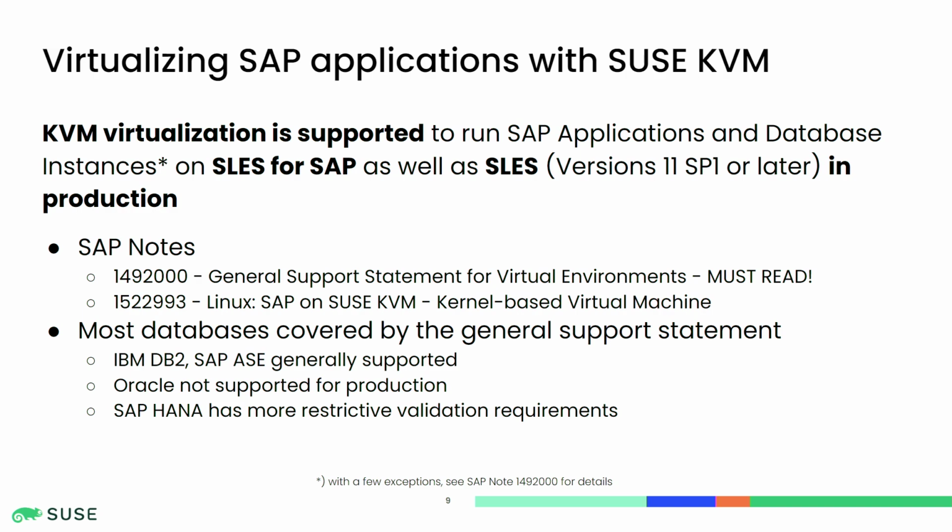And this talks about the SAP application servers and also on the non-SAP databases, or I should say the non-HANA databases. So IBM DB2, SAP ASE are generally supported for production. Oracle decided not to support it. SAP HANA has more restricted validation requirements. We will talk about that later. I didn't list SQL Server here for pretty obvious reasons. But yeah, that's not in there either. But if it's not HANA, you can run your SAP system virtualized on SUSE KVM with DB2 or with ASE. No problem.